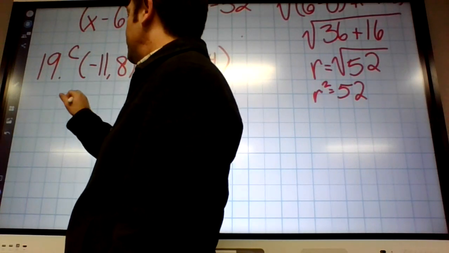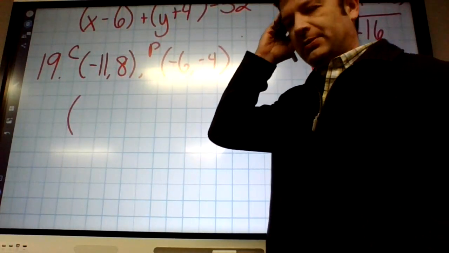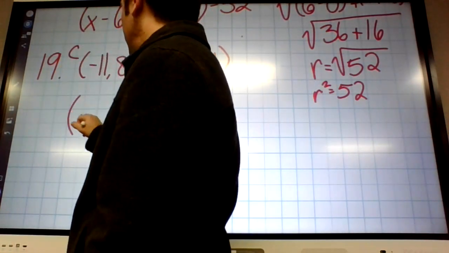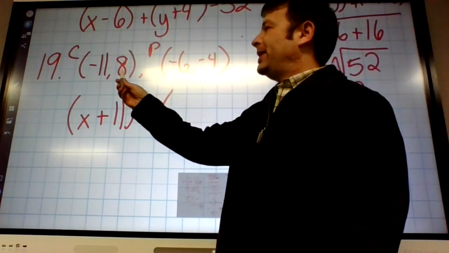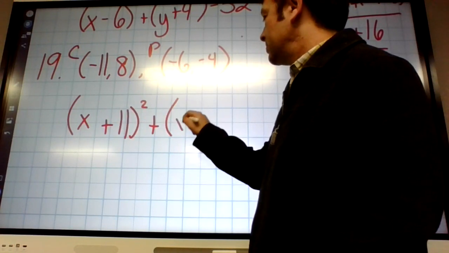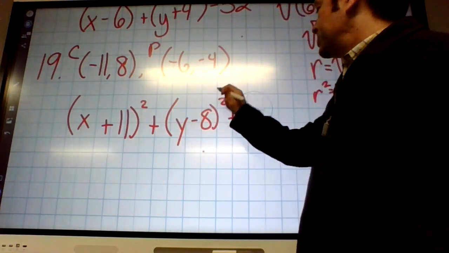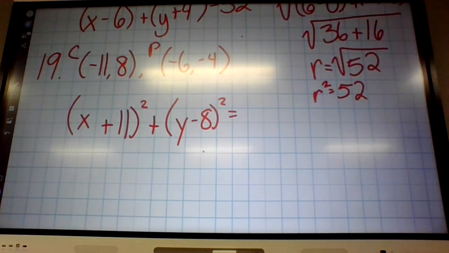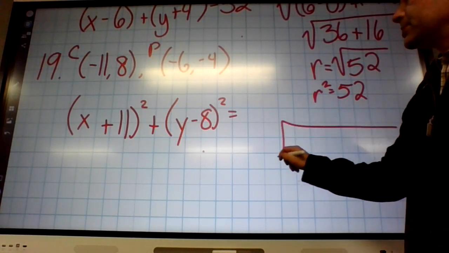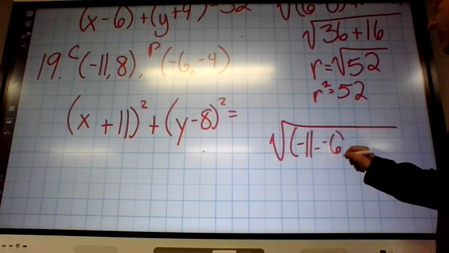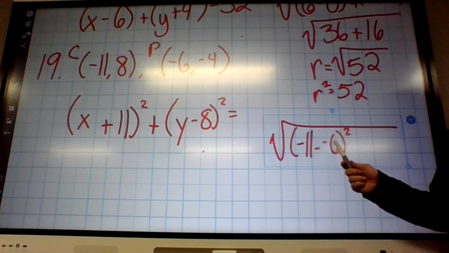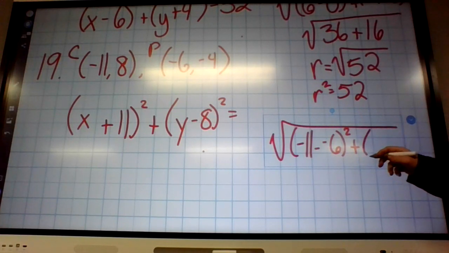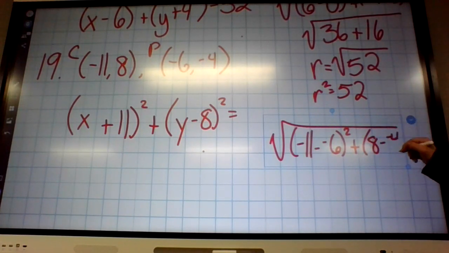The first one is the center, so it's left 11, up 8. So how do I move it left 11? How do I move it up 8? Oh no, it went down. Whoops. Then that's going to equal the radius squared. You get the radius by finding the distance between the center and the point. So x minus x. By the way, this is where people usually get this wrong. X minus x. So there's a minus and a negative right there. Plus. And then y minus y would be that.